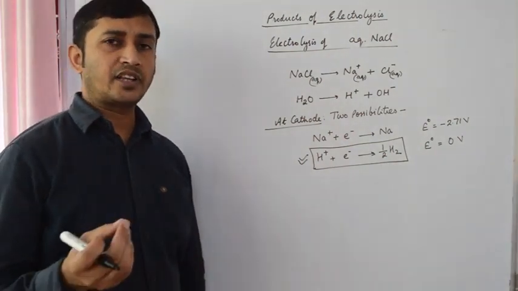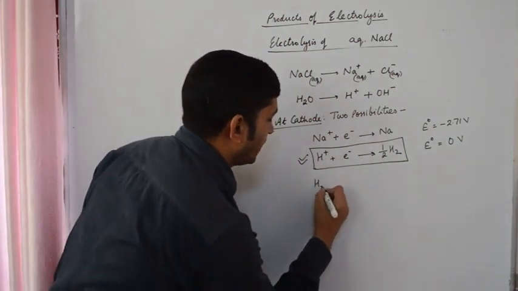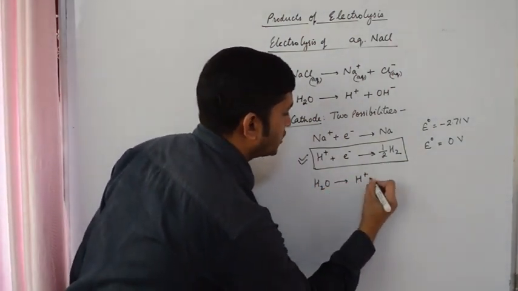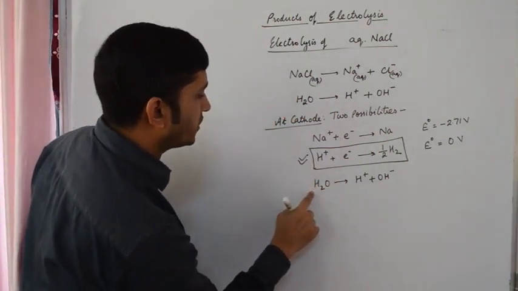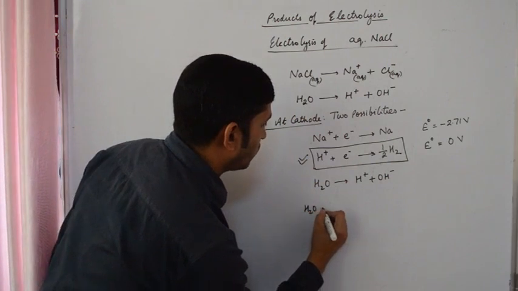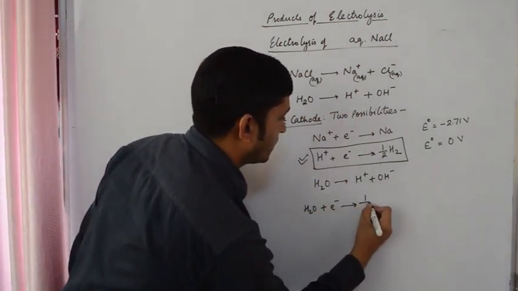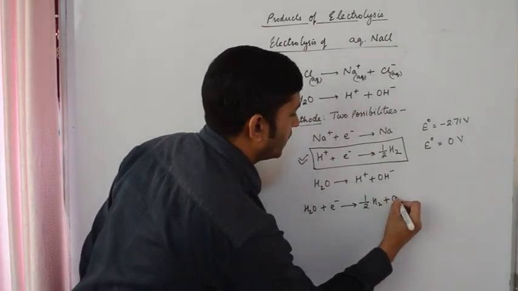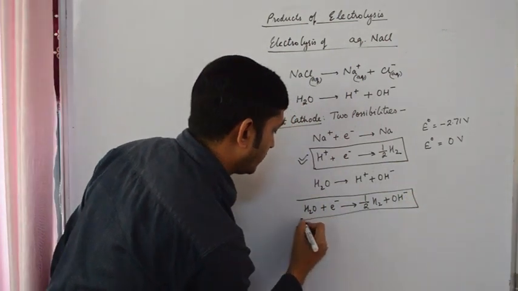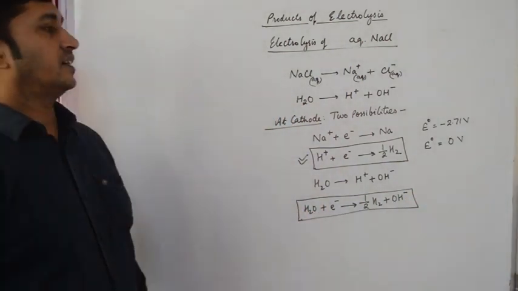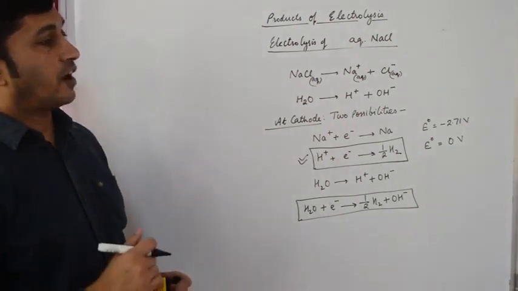But since hydrogen ions are obtained from water, we will write a complete reaction here. Water will give H plus and OH minus. If we combine these two reactions, we get H2O plus electron gives half H2 plus OH minus. So this reaction will occur at the cathode. Is it clear?